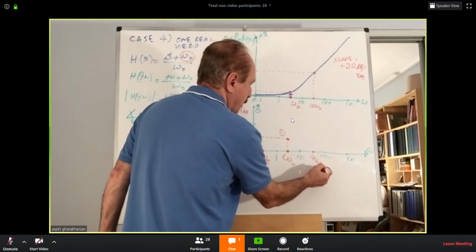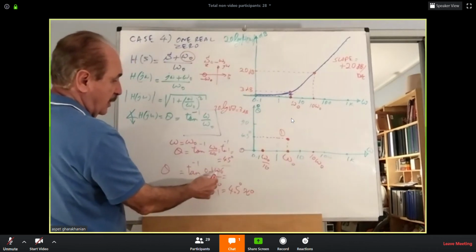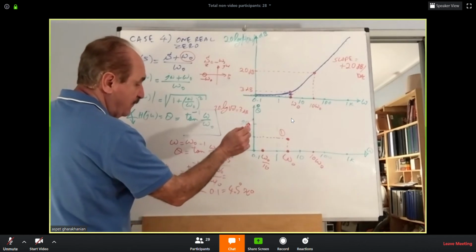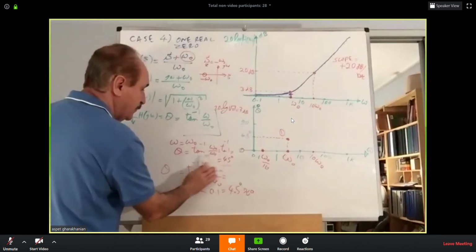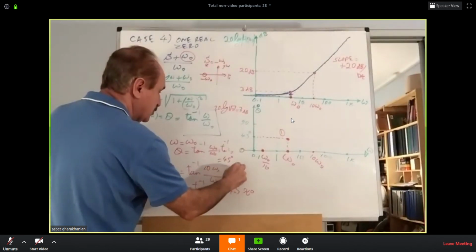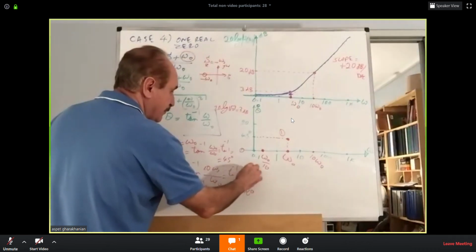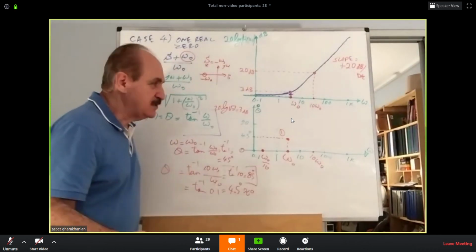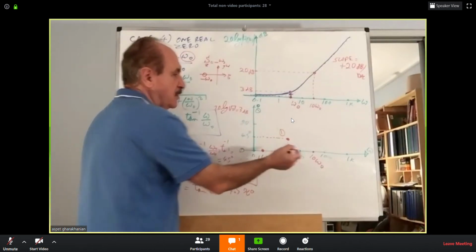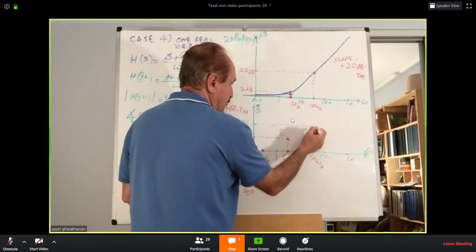10 times omega O. Now, if you substitute 10 omega O for omega, the value of the function will be arctan of 10, which is 85 degrees. Not quite 90 degrees, but 85. Let's pretend it's 90. So the 10 omega O will level with the 90 degrees right here.